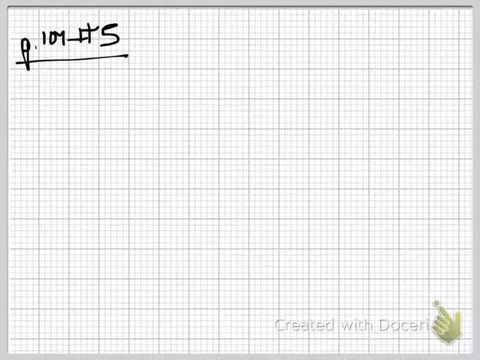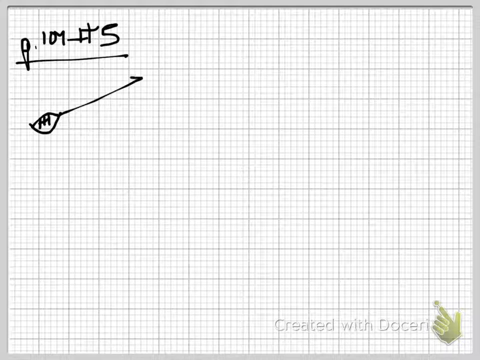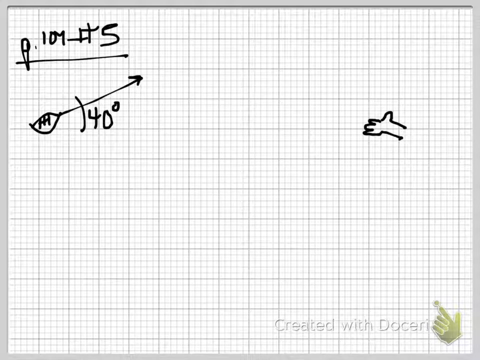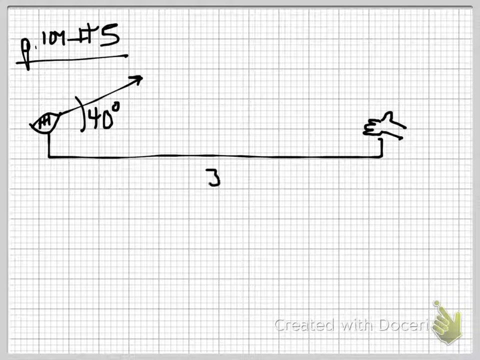Okay, so this is page 104, number 5, and we've got a football being thrown to a stationary receiver, thrown at an initial angle of 40 degrees. I'm ignoring sig figs right now. And it needs to reach somebody's three-fingered hand that is 31.5 meters down the field.